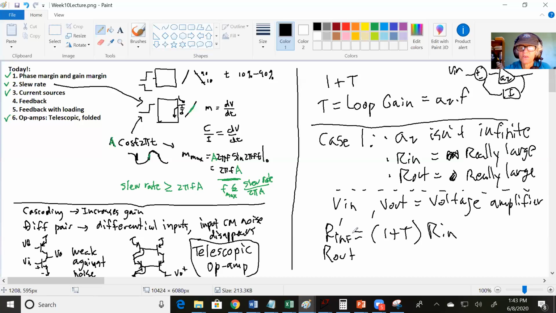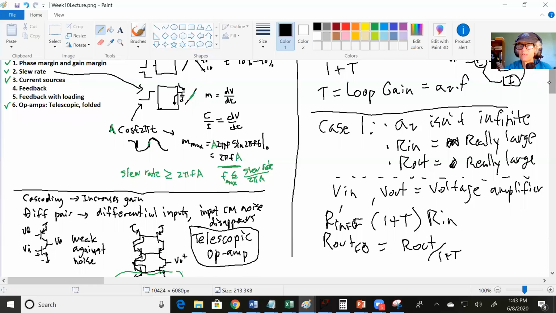Okay, what about R out? I'll put feedback down there, as maybe that's clearer. So after you've hooked it up with feedback, do you want your R out to be small or large if you have a voltage output amplifier? Small. So whatever your original R out was before you hooked it up with feedback, it actually gets smaller by a factor of 1 plus T.